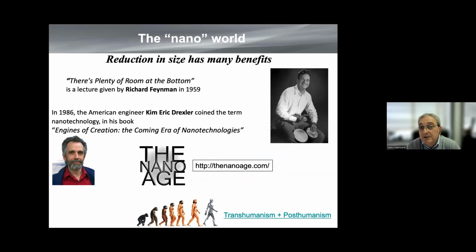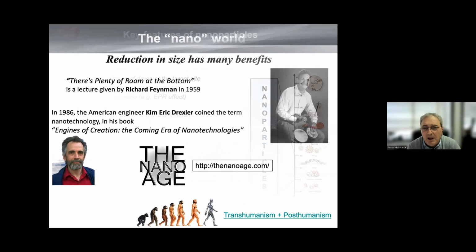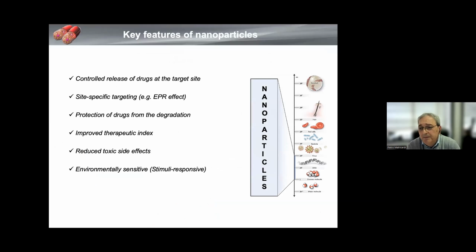The second keyword is nano. I show you this slide just to remind you of the two most important people in the nano world, Richard Feynman and Eric Drexler, that coined the term, that founded the nanotechnology era. Then there are a huge number of nanoparticles, from liposomes to metallic nanoparticles to SLN and so on.